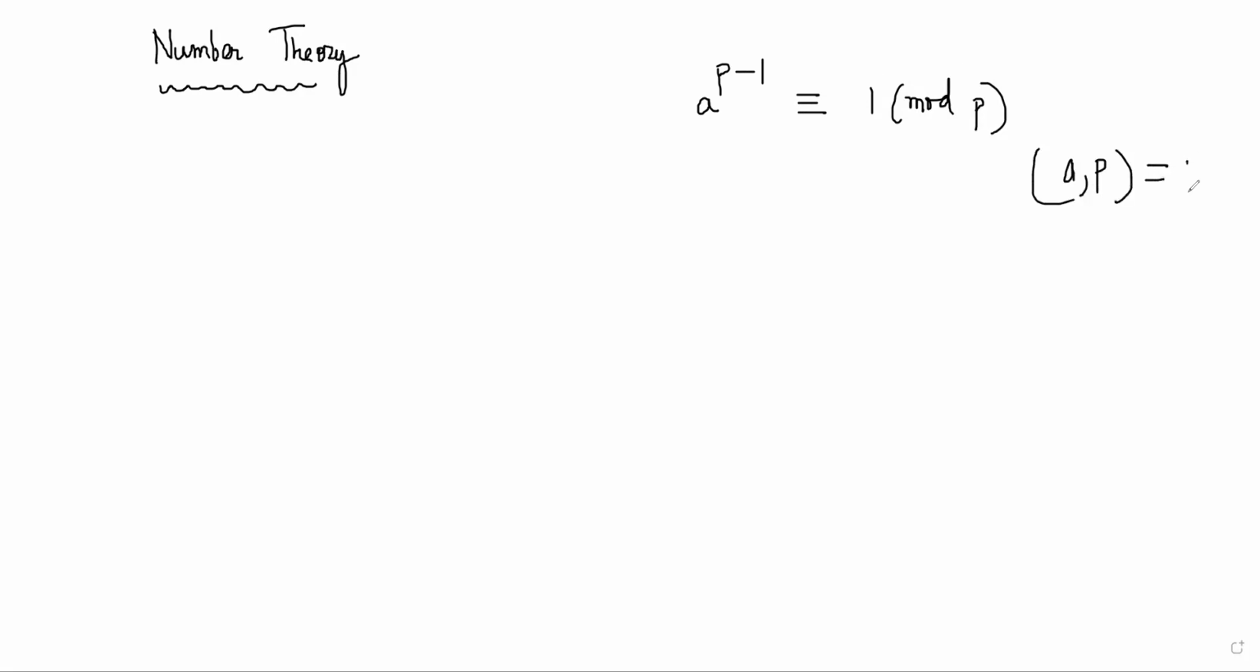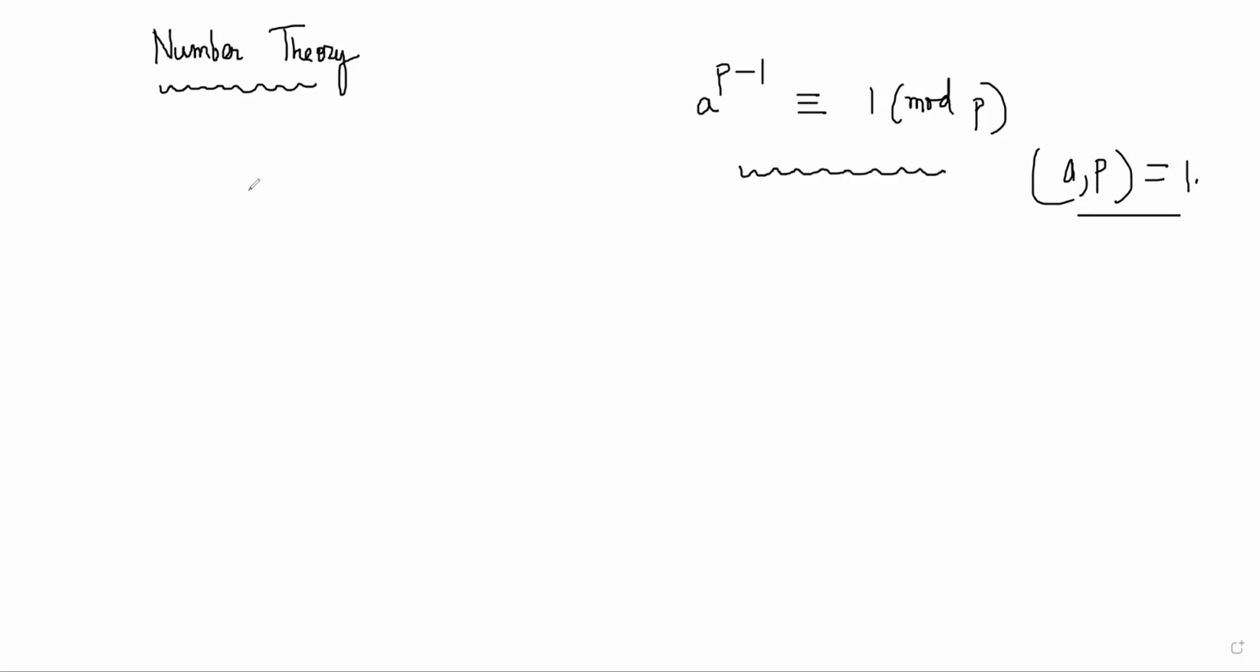Hi. In this video, we're going to continue our discussion of number theory. In the previous session, we had talked about Fermat's theorem. Basically, the theorem stated that a^(p-1) is congruent to 1 mod p as long as GCD of a and p was equal to 1, right? So now we are going to try to generalize this.